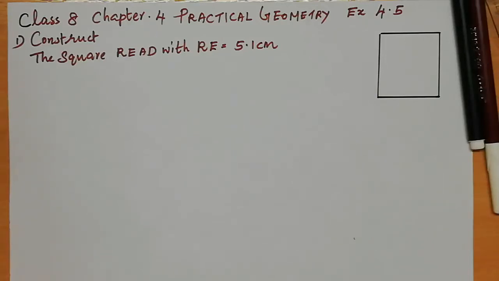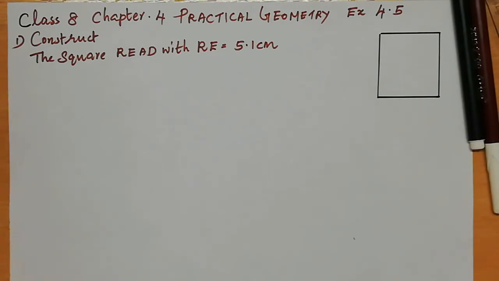Today we are going to do chapter 4, practical geometry, exercise 4.5. First question: construct the square READ with RE 5.1 centimeter. We already discussed how to do the construction.